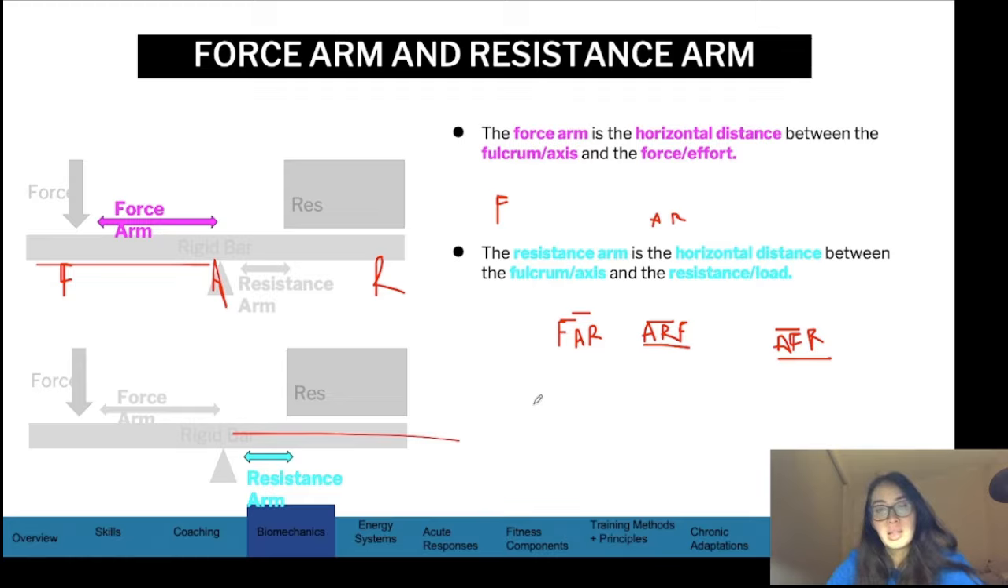You actually need to be able to calculate this by putting in force arm over resistance arm. Okay, so this is an important formula. I don't know if I have it written down on the slides. Let me just make sure I do have it.